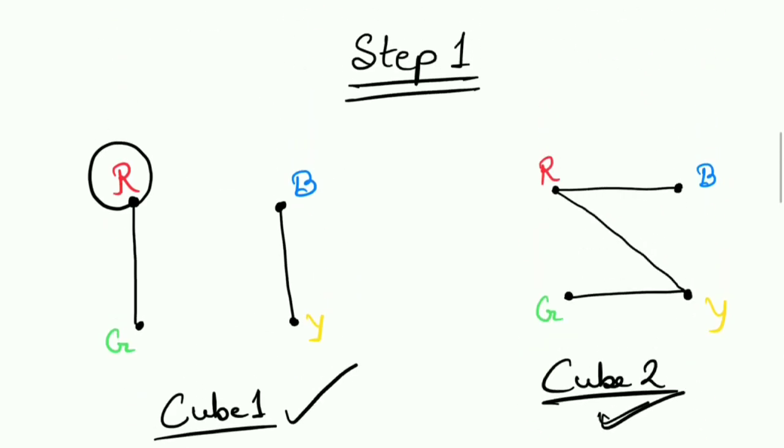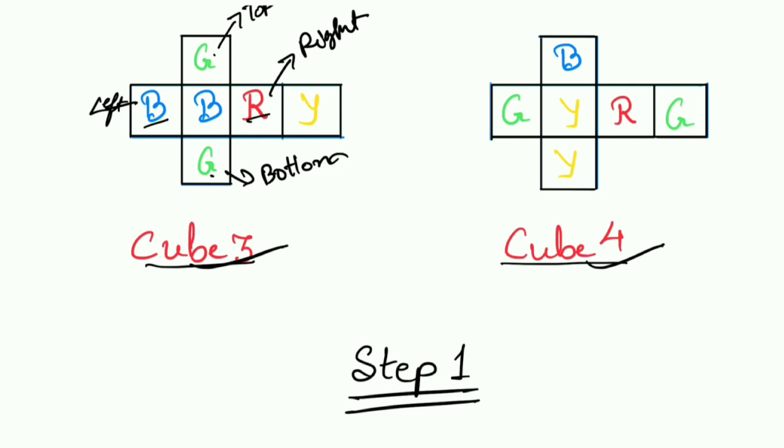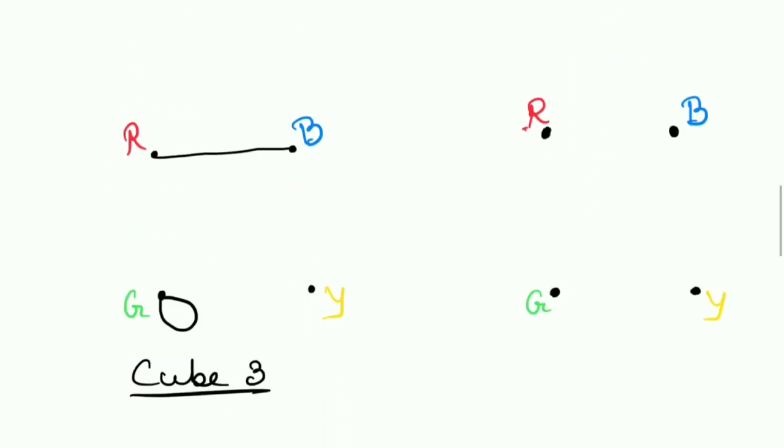After this, what is left out? Front and back. Okay, blue color is in the front and yellow at the back. So we will join B and Y to complete the graph of cube 3. So here B and Y is joined. This completes the graph of cube 3.